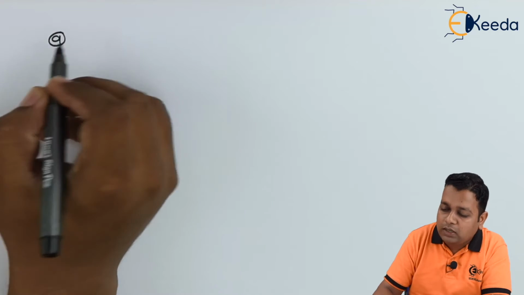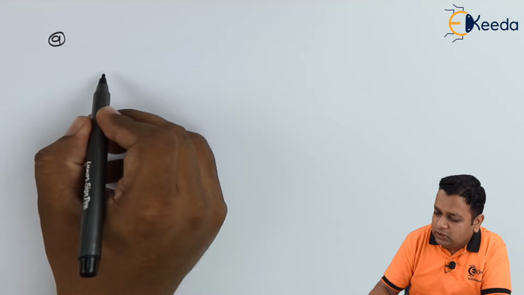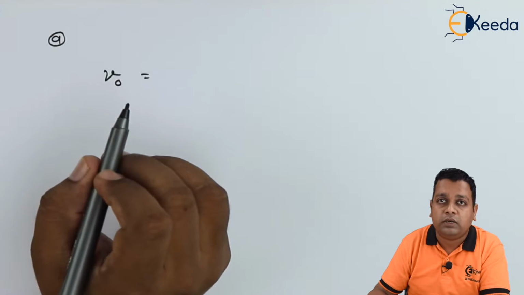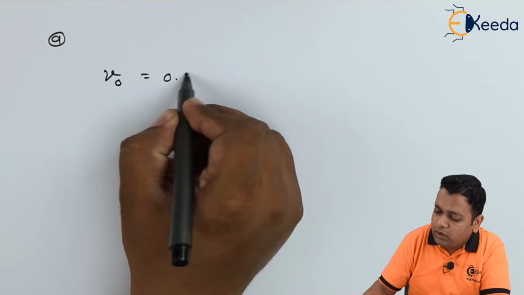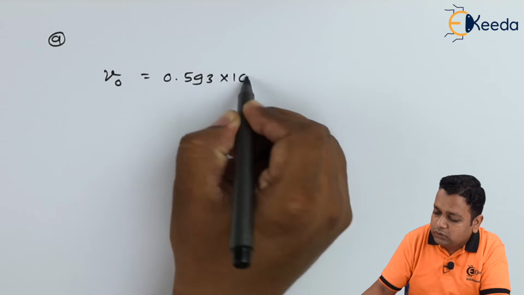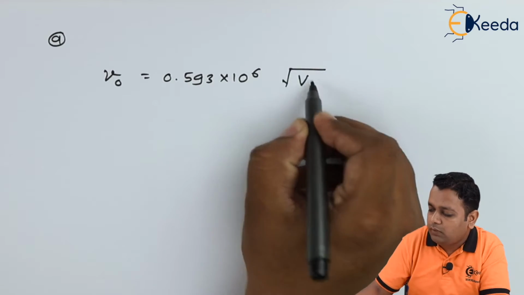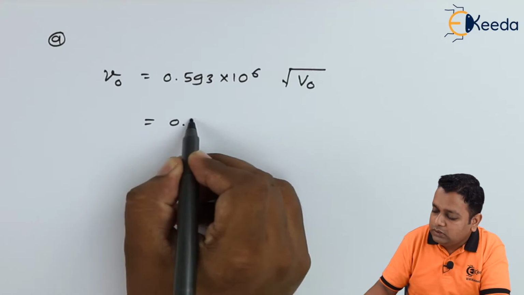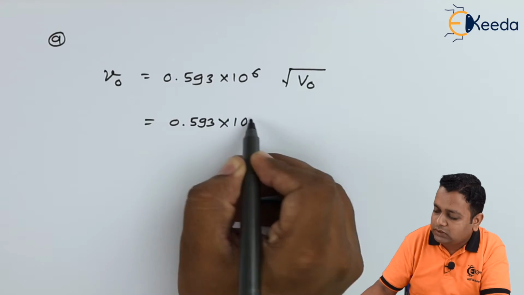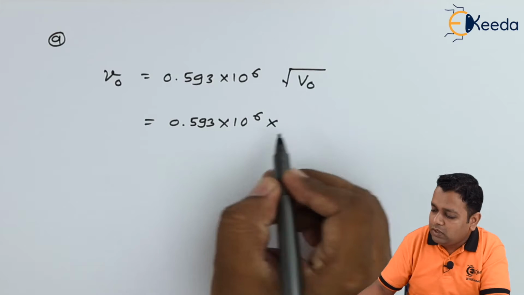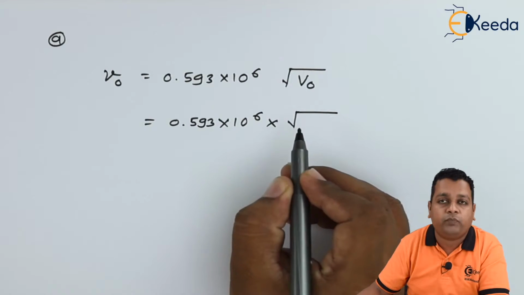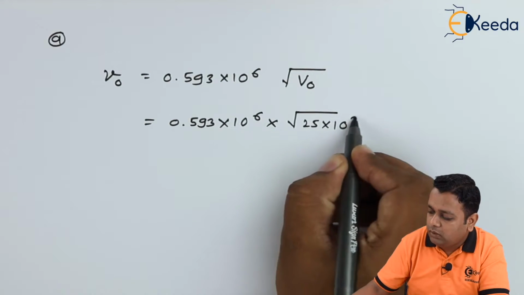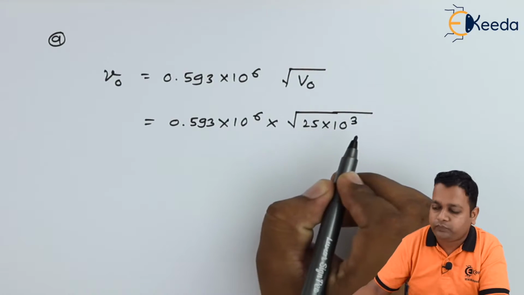Very first of all, in part A, we require to calculate the DC electron velocity. For part A, the DC electron velocity is denoted by V0, and we have the formula which is dependent on the DC potential applied. So it is 0.593 into 10 raised to power 6 into square root of capital V0. Capital V0 is the anode voltage. So we put here 0.593 into 10 raised to power 6 as it is, into the square root of V0, which is 25 kilovolts. So it is 25 into 10 raised to power 3 under this square root.